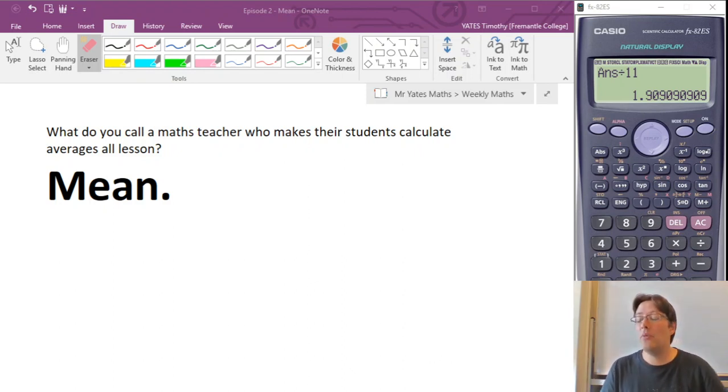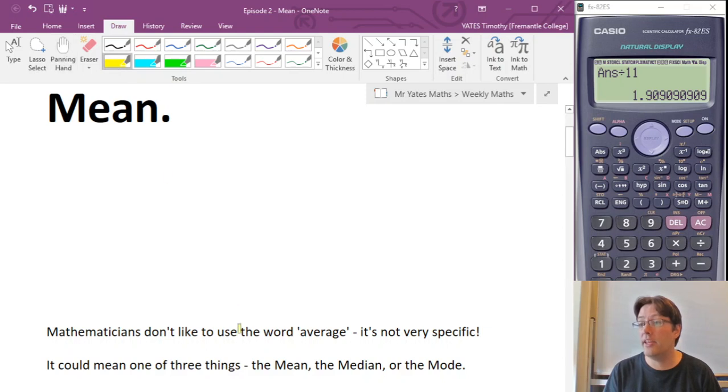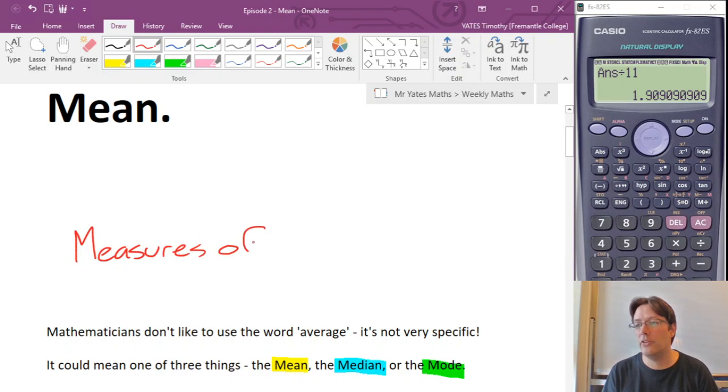Now, we're going to be talking about averages, or rather we're not going to be talking about averages because mathematicians don't actually like to use the word average. It's not very specific. It could mean the mean, the median, or the mode. These are three different things that we call measures of centre, and this is a much better term because it tells us we're looking at where the centre is.